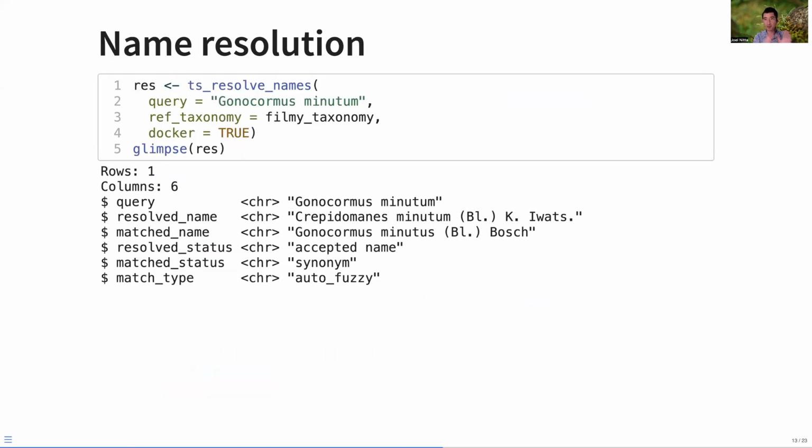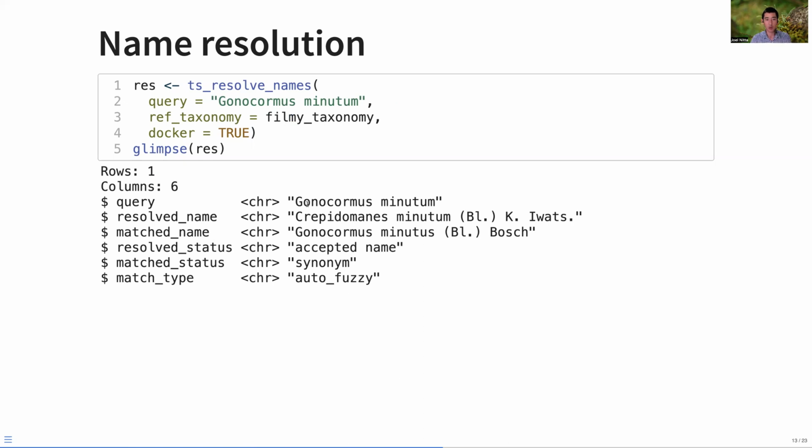Okay, so that was a bit of a side to explain how we can get reference taxonomic data into R to use with taxastand. But assuming we have that in place, now we can resolve names. So that's done with the TS resolve names function. And we have the query as well as the reference taxonomy. And again, we're using Docker. And then let's have a look at the output.